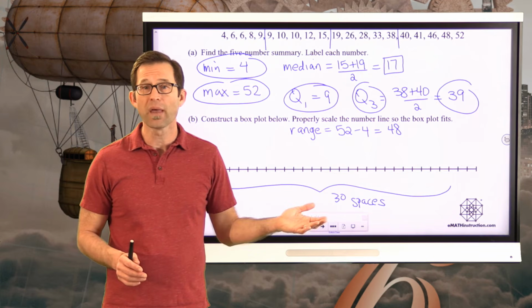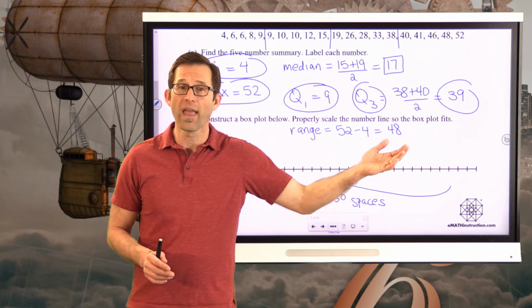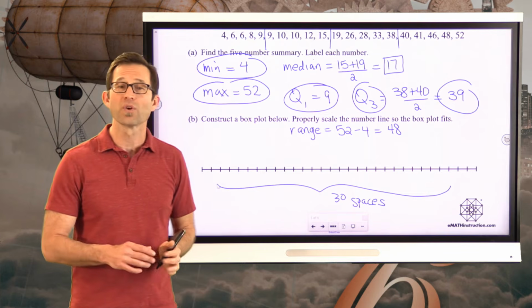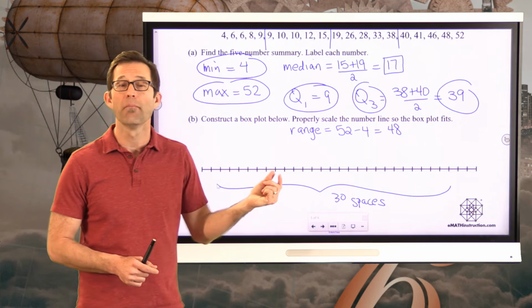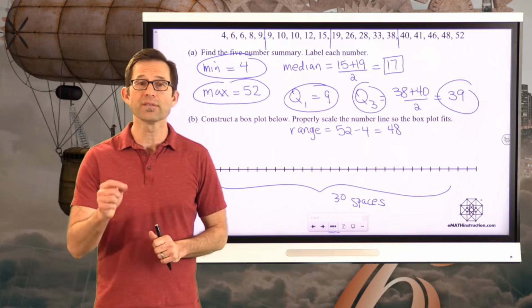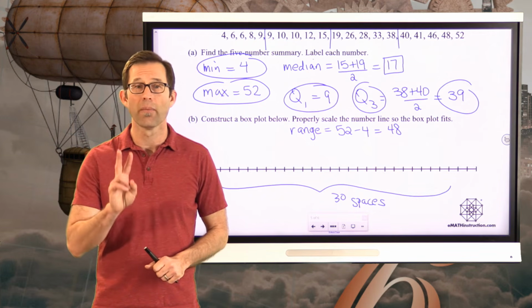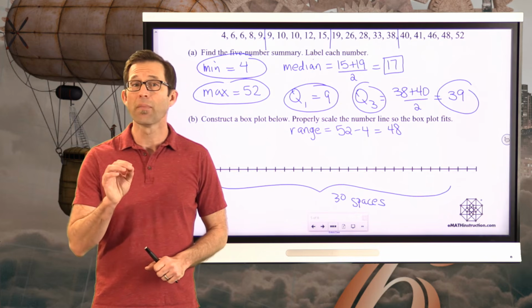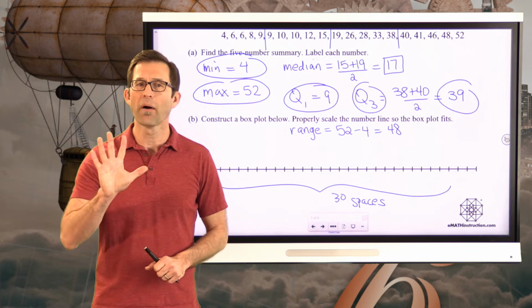But with only 30 spaces, I've got to fit in 48. That's not going to work. So I can't scale my number line by ones. So here's the advice I always give to kids. If you can't scale a number line by ones, scale by twos. If you can't scale by twos because they're too small, scale by fives.